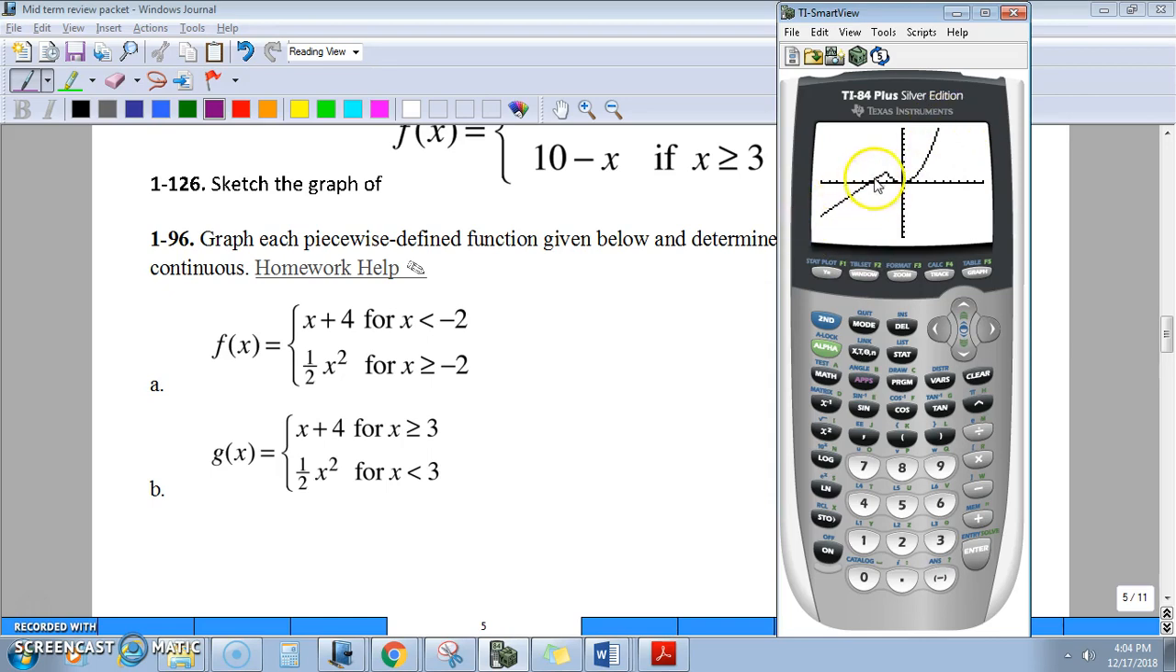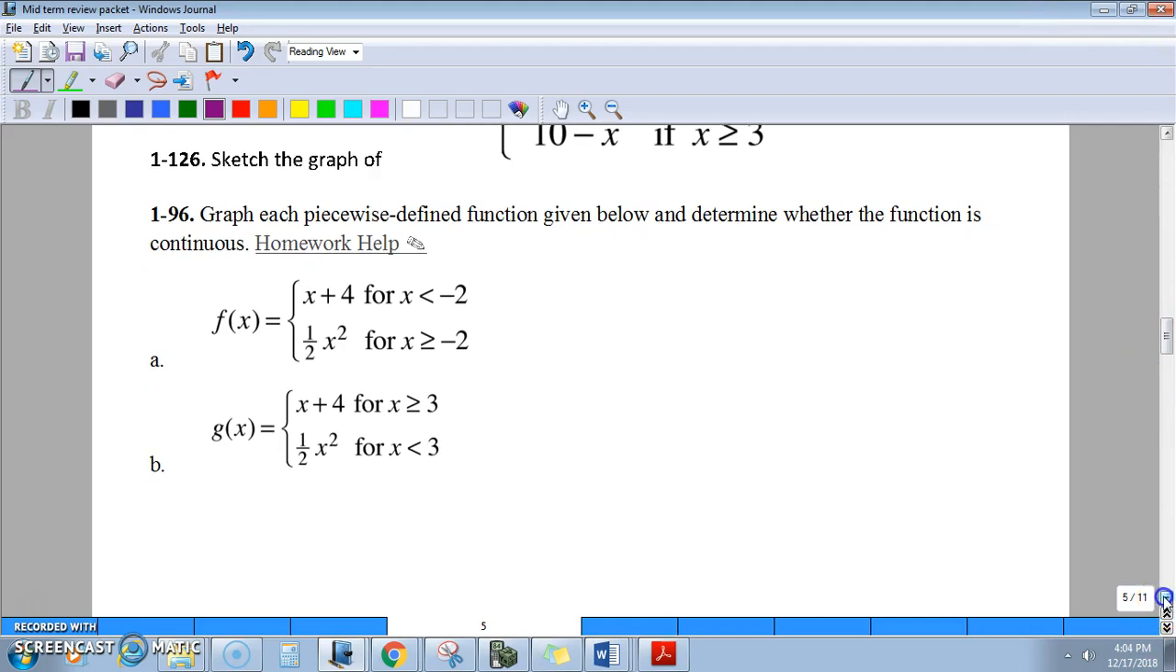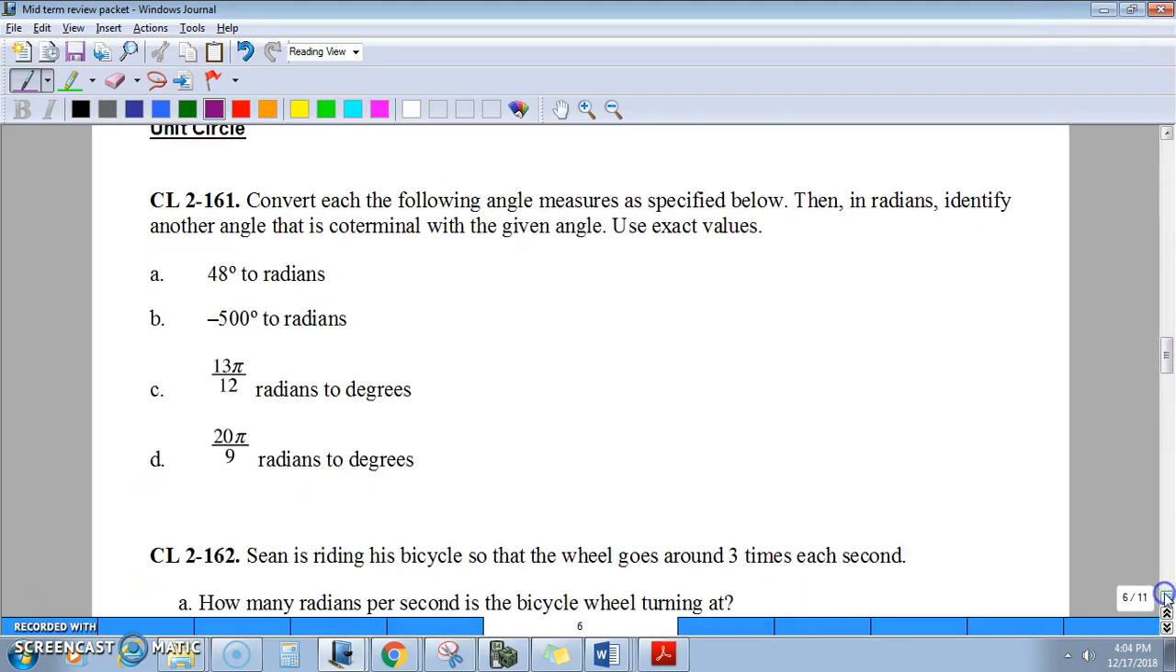Oh, that's cool. Look at that shape that that one makes. Okay, so practice the others on your own for these piecewise functions in the calculator. Was that the last one there? I'm going to go ahead and stop this one here and move on to unit circle.